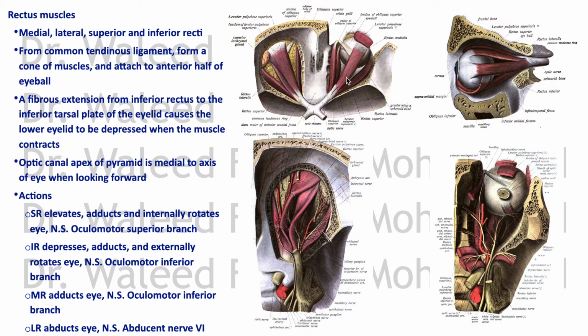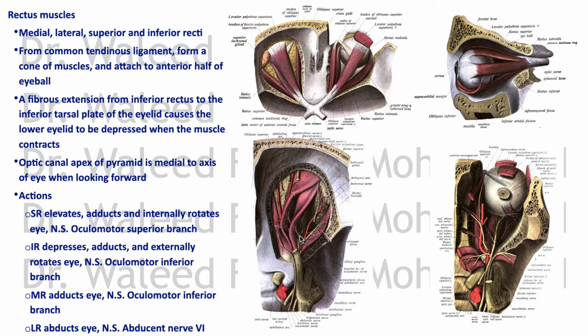Now, the nerve supply of all will be the oculomotor, the superior rectus by the superior division, the rest of the recti by the inferior division, except for the lateral rectus. See, the lateral rectus receives its own nerve, which is the abducent nerve, the cranial nerve number 6. It goes for this individual muscle only, which is the lateral rectus. This is the abducent nerve supplying the muscle.